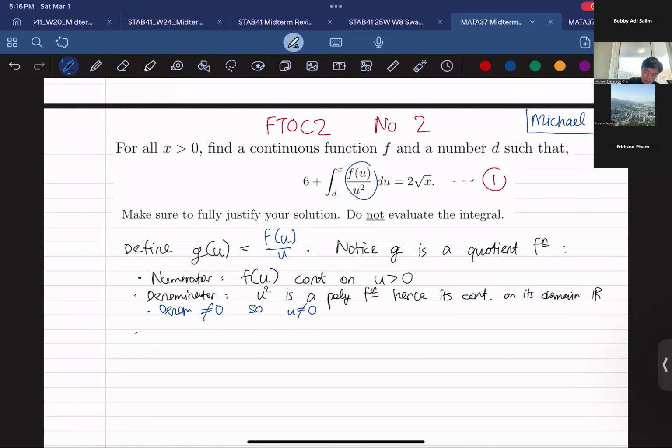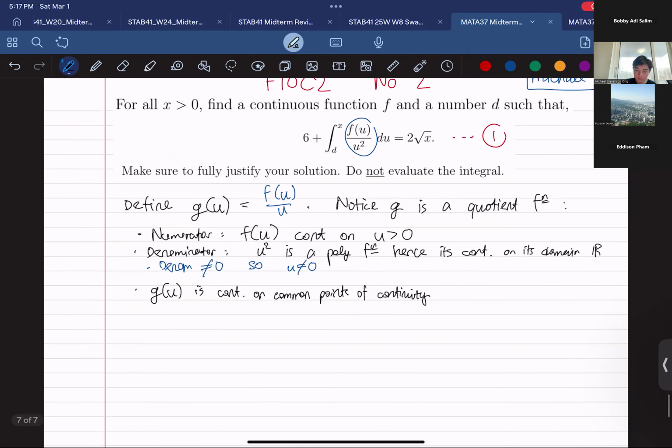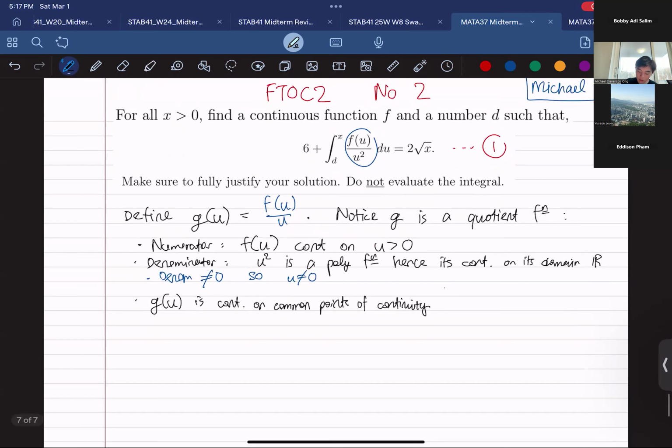And then the function g is continuous on common points of continuity. That will be the first one, we have positive. And the second one, we have everything except 0. So what happens is, I think we can write it this way.